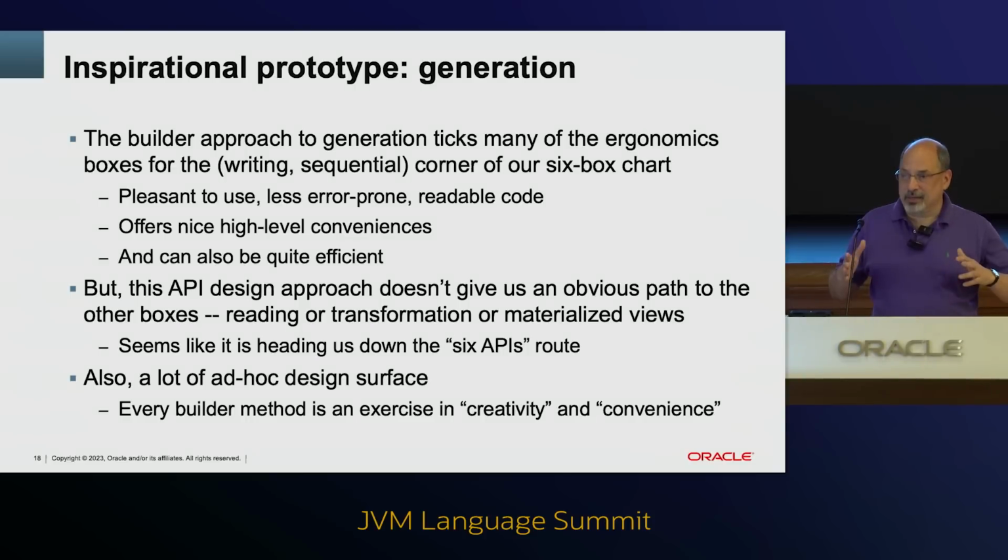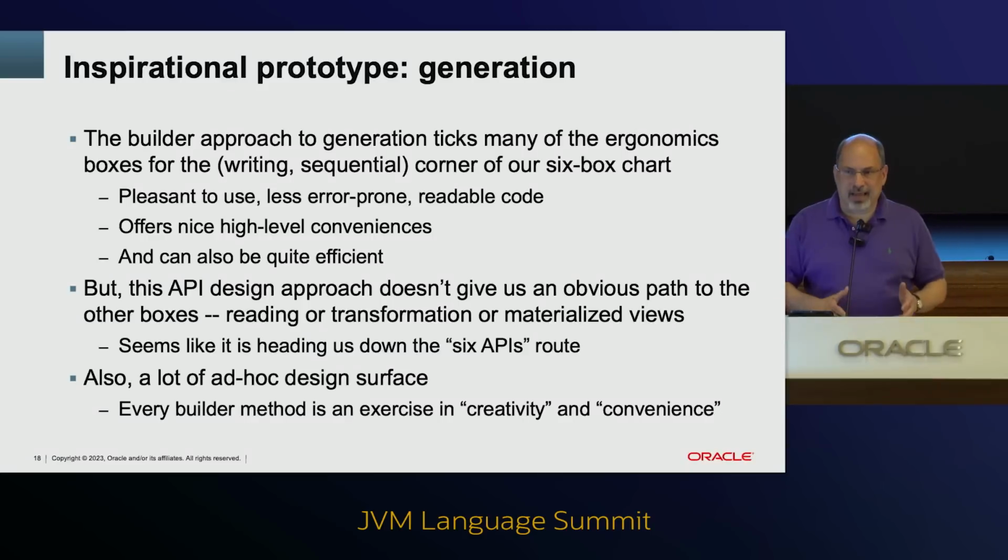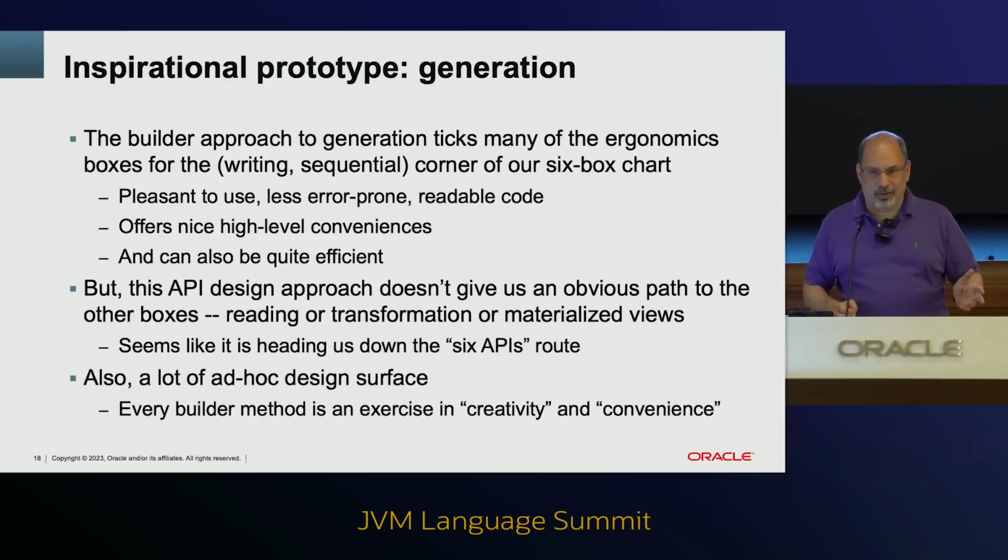So on the one hand, working within that little box is pretty nice. The code's pleasant to use and less error prone and easy to read and all that, and pretty efficient, but it doesn't really scale to the other boxes in our 2x3 chart. So it seems kind of like we're heading down the route of designing 6 APIs while pretending not to be designing 6 APIs. That was part of what I was unhappy about.